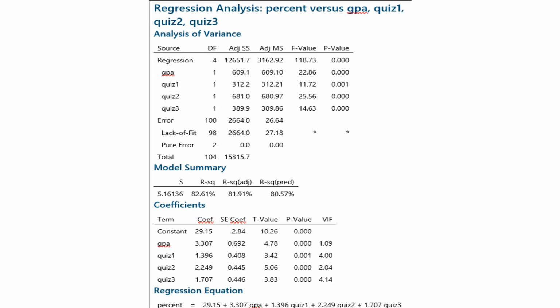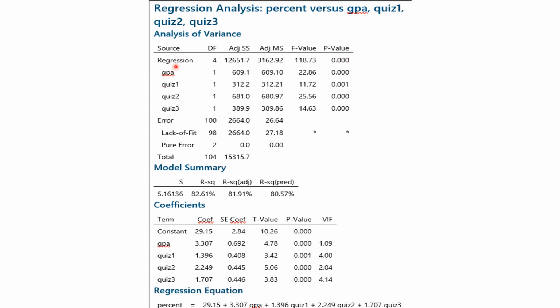So now we see multiple regression, and from our regression equation again, we see we are predicting class percent, but now we are using GPA, quiz 1, quiz 2, and quiz 3. So now if we're predicting percent, we're just starting everybody off at 30 and then adding 3.3 units for each GPA unit, 1.3 for each quiz 1 unit, and so on and so forth. And we see overall this set of predictors, this tells us whether that is significantly predicting our outcome of percent. That's what this row up here is doing.